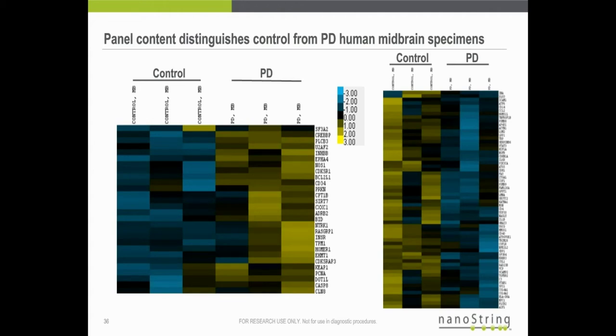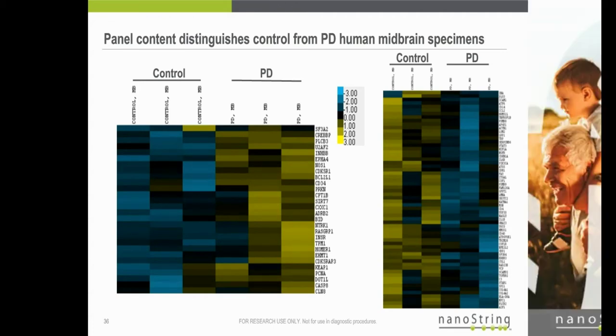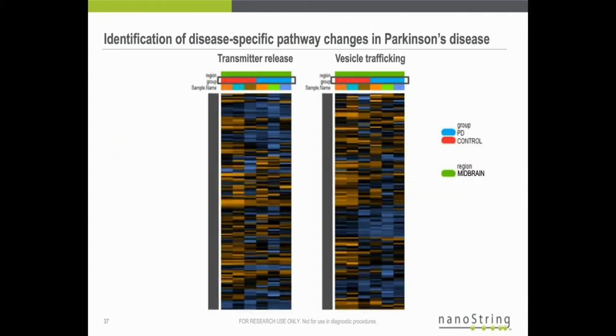And finally, here you can see with an unbiased clustering approach in the PD midbrain, there are clear differences in the expression of genes associated with key pathways of transmitter release and vesicle trafficking, suggesting deficits in neurotransmission, which is well in line with what we know about the pathogenesis and progression of PD. So this is the last of the data that I'm going to share.